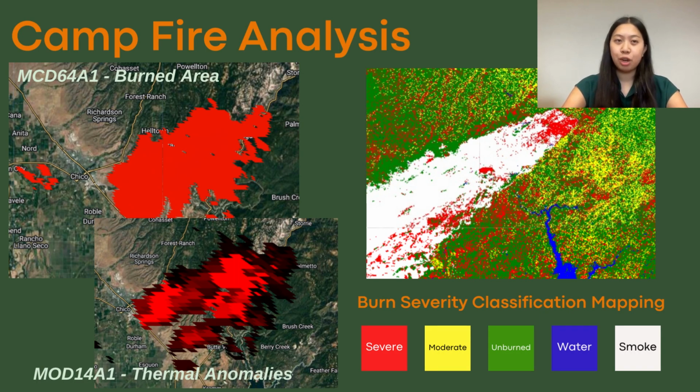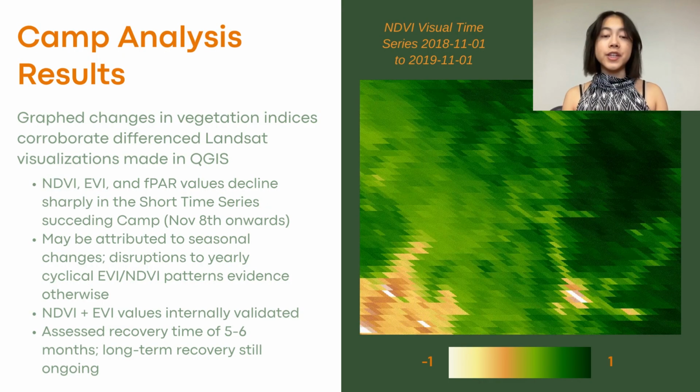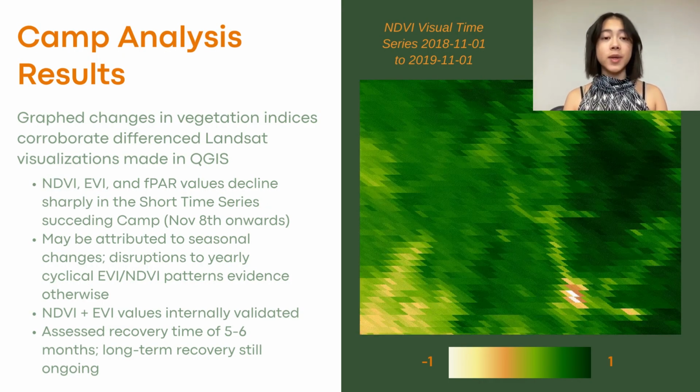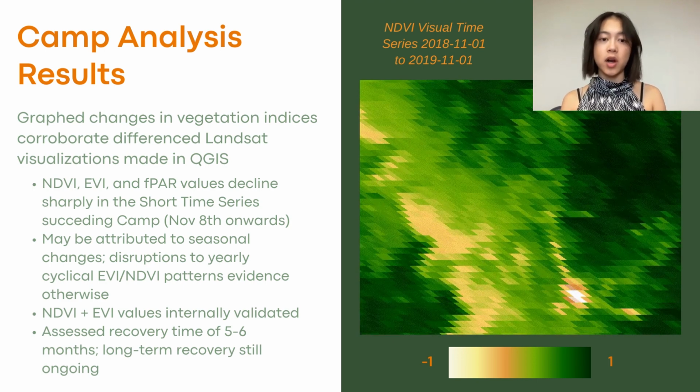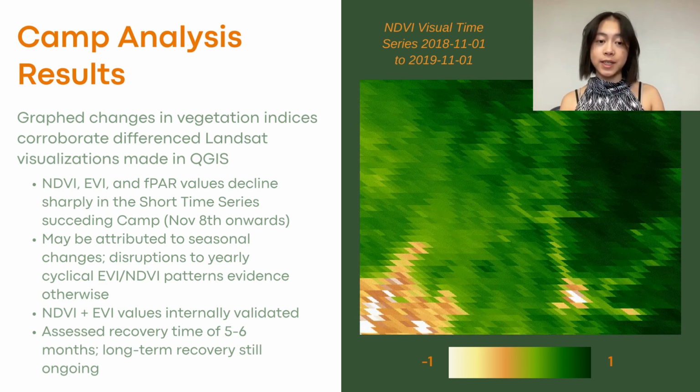First, to establish the scope of the wildfire, the burned area on the top left shows where the fire burned, and the thermal anomalies map at the bottom shows areas where the temperature is uncharacteristically hot or cold, but in this case, hot. The burn severity classification was derived from the previous two maps and shows the severity of the burns from the Camp Fire. In addition to burn severity and burn area, we also analyzed several vegetation indices, including NDVI, EVI, and FPAR, or the fraction of photosynthetically active radiation.